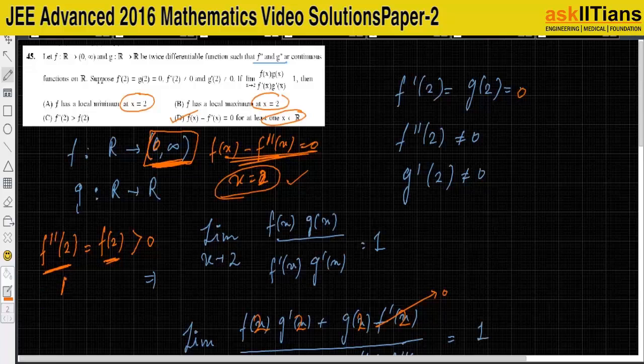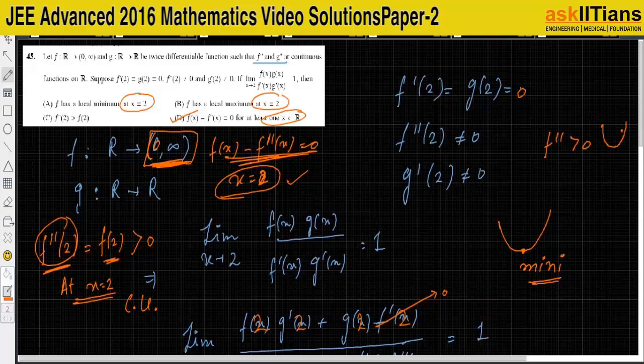So at x equal to 2, if f double dash 2 is a positive quantity, that means it will be concave upwards, and if the graph is concave upwards, that means at x equal to 2 I'll get a minima. We know this, right? If f double dash is positive, it will be concave up. If f double dash is negative, it will be concave down. If it is concave up, I'll get a minima. If it is concave down, I'll get a maxima. In this case it is concave up, so I'll get a minima.